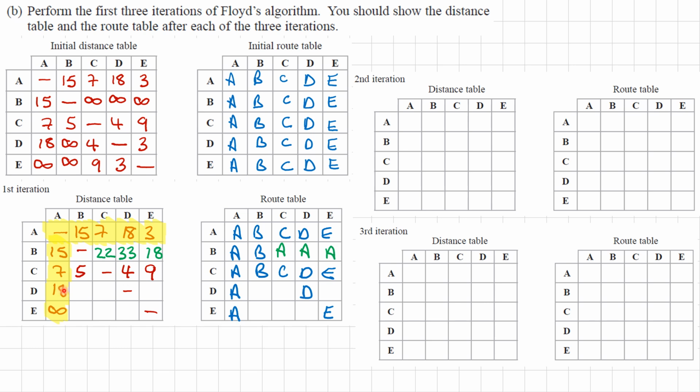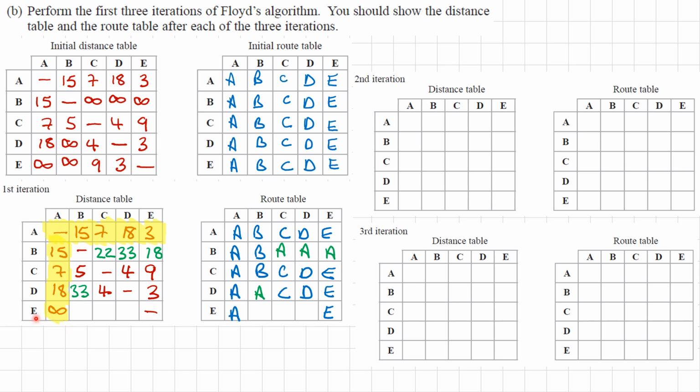Next row, 18 plus 15 is 33. 33 is less than infinity, so change the value, change the letter to A. Next one, 18 plus 7 is 25. 25 is greater, so there's going to be no change to the value and no change to the letter. And then the last one here, 18 plus 3 is 21. 21 is greater than 3, so no change to the value and no change to the letter.